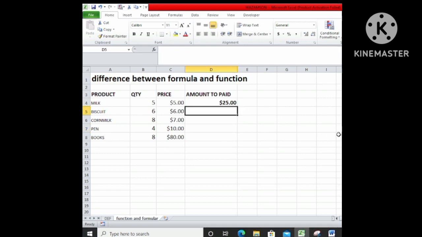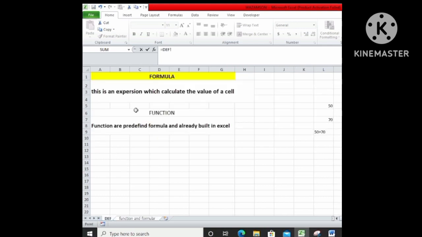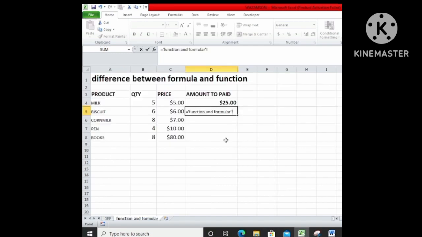Also, let's calculate for biscuit. We are still using formulas. So it's equals to, that means formula, you have to input the expression for yourself. And that's the reason why we define formula to be an expression which calculates values in a cell. Now we are inputting an expression here.